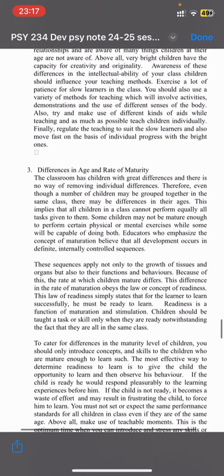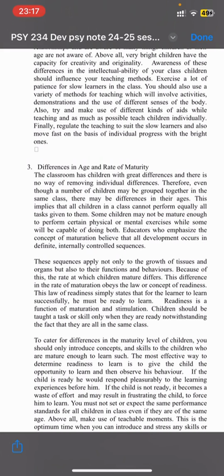Now, differences in age and rate of maturity. Everybody has different rates, different ages, and should be treated as such. Age of maturity: even if you're 10 and the other child is 7, the child that is 7 can be more mature than the child that's 10. Doesn't mean that you should look down on the child that is 10. Everybody has different rates. So some children may not be mature enough to perform certain physical or mental exercises, while some will be capable of doing both.